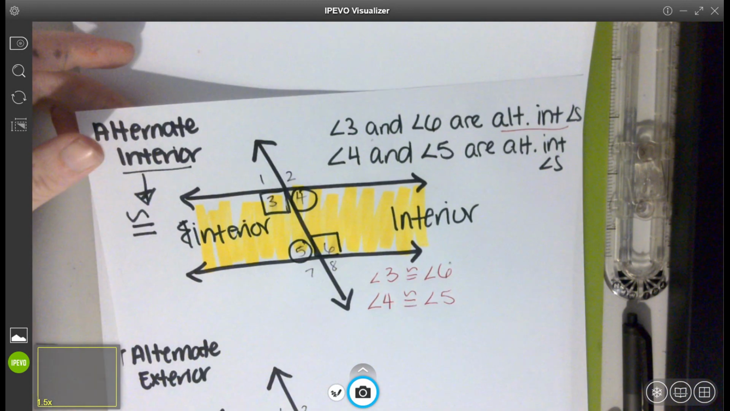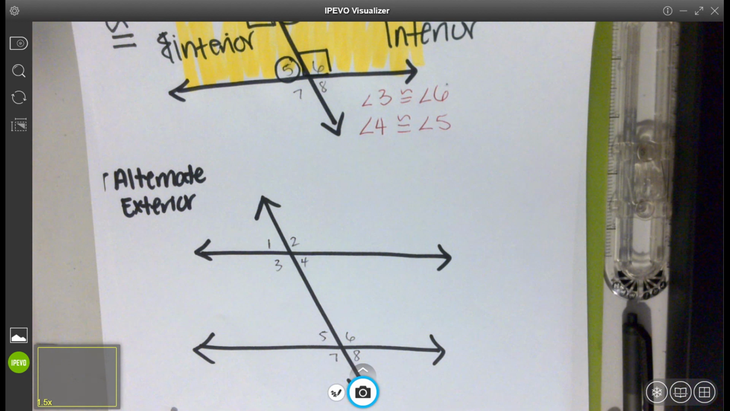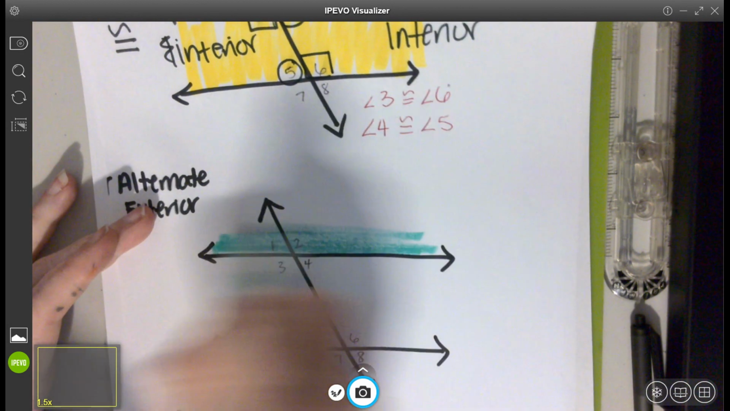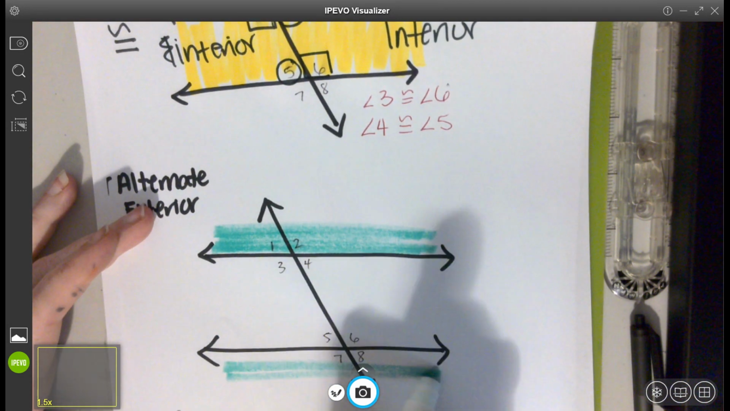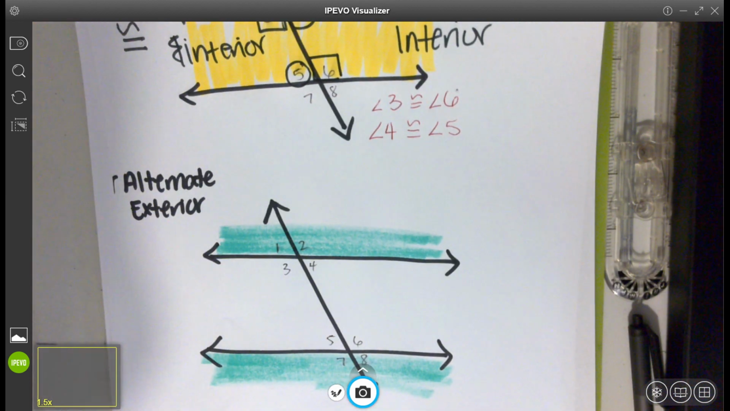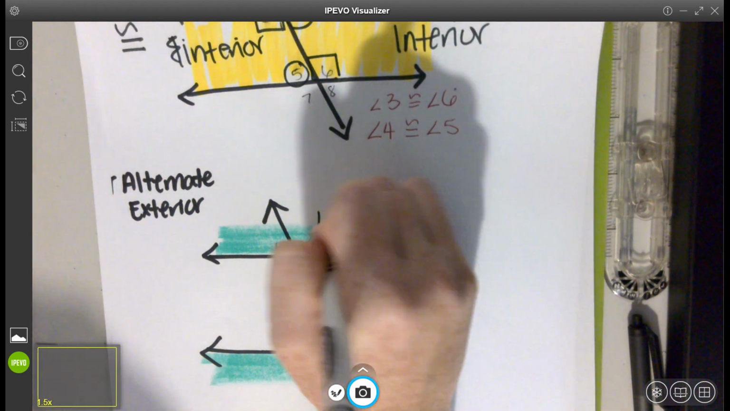All right, moving on to another term, we have alternate exterior. So I want to identify my exterior, and exterior is on the outside of the two parallel lines. So it's not the inside, it's the outside. So here, the top and the bottom. So make sure you identify those two places. So I'm going to label that this is my exterior.